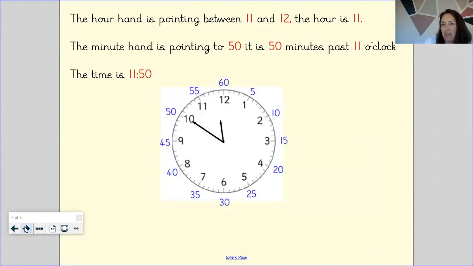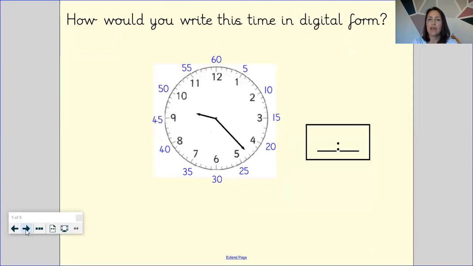So here we have it on the screen, which is a bit easier to see, a different time, but still a time. So the hour hand is pointing between the 11 and the 12. The hour is 11. The minute hand is pointing to 50. It is 50 minutes past 11 o'clock. The time is 11:50. How about this one? Have a go. How would you write that time in digital form? Pause and have a look.